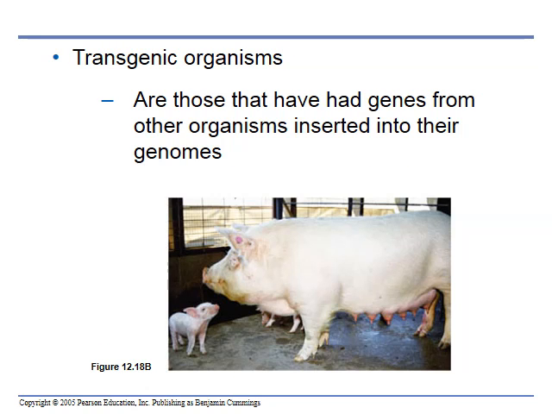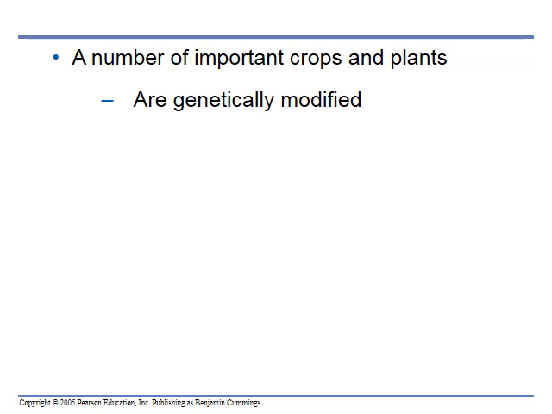Okay? Then you have transgenic organisms, those that have both their own DNA as well as DNA inserted into them from another animal. And then we have a number of important crops and plants that are genetically modified. I mentioned soybean, the rice with the vitamin.